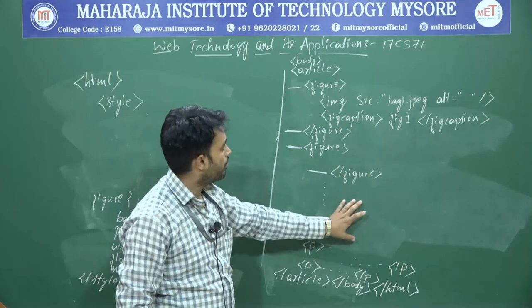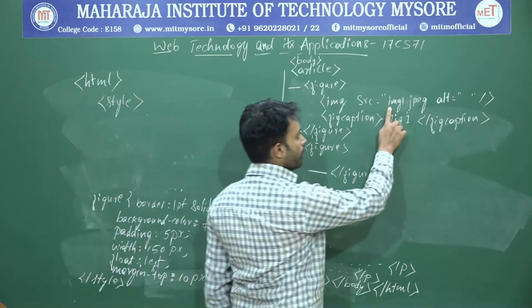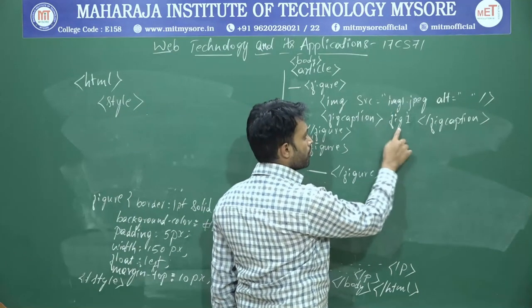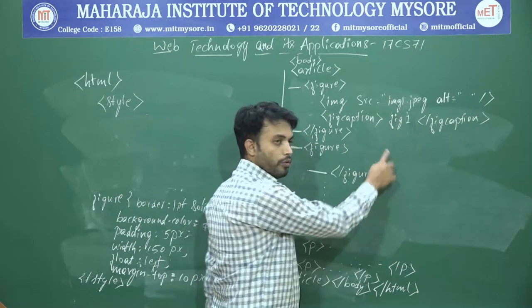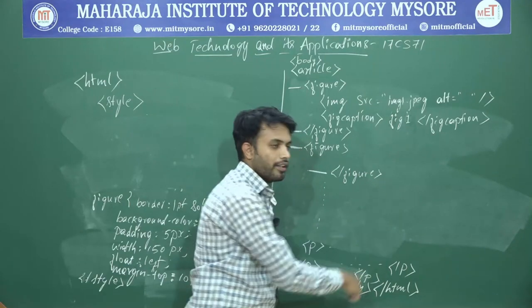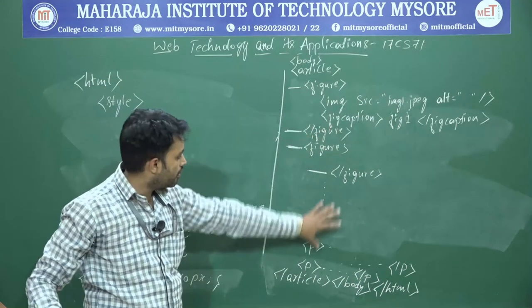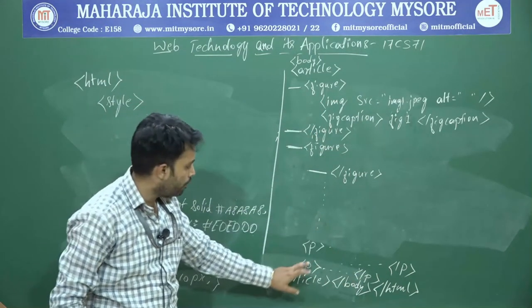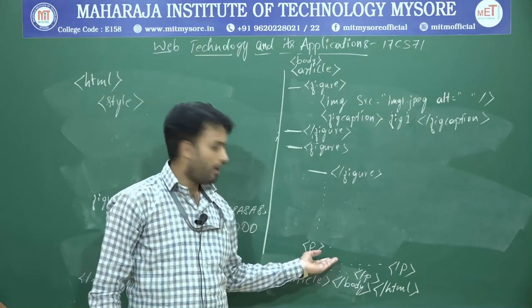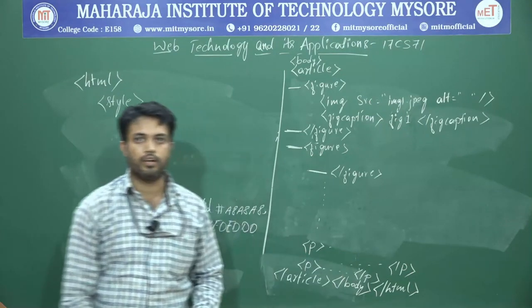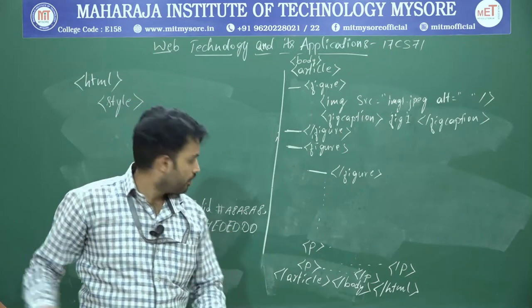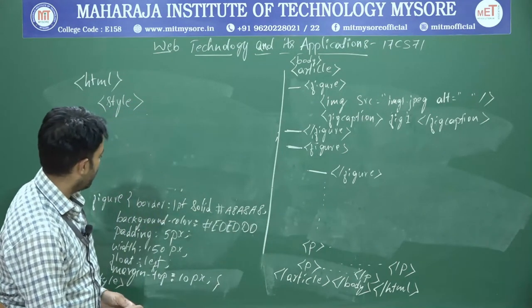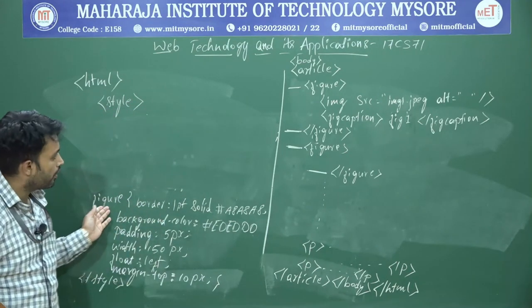So we have 6 figure tags. The first one is what? Image 1, figure 1. The caption is figure 1 and the source is image 1. Next image 2, figure 2, image 3, figure 3, like that. So assume that there are 6 figure tags, followed by a paragraph. And in this paragraph we'll have 5 to 10 lines of content. Now this is the style for that figure.